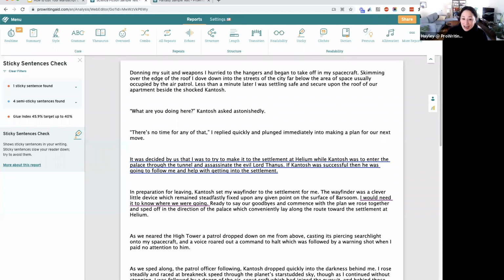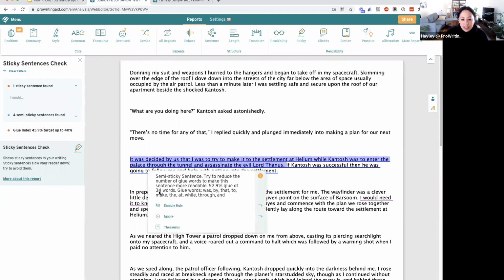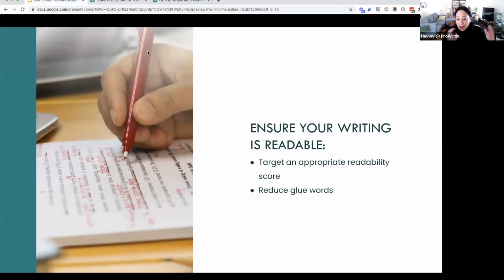Now, if you're working on your manuscript yourself, that will be really challenging to find, which is why using a tool like ProWritingAid can really help. You can use the sticky sentences report to open up specific sentences and find where you have a higher percentage, then hover over the sentence, see exactly what your glue words are so that you can know how to make those changes, okay? So again, our second principle of writing good fantasy is making sure that our writing is readable.